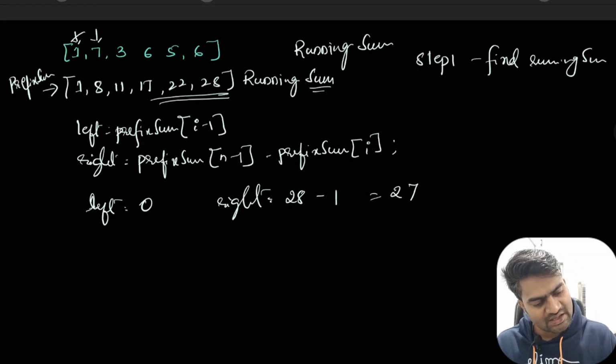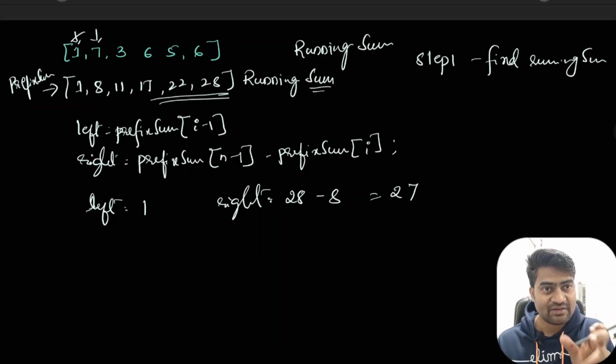Now my left will be 1, correct, right? Left will be 1 and my right will be 28 minus 8, because we need to consider the current value's prefix.